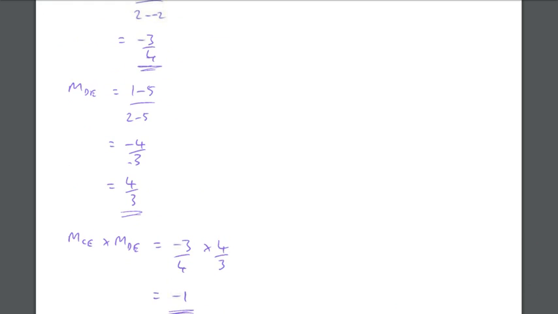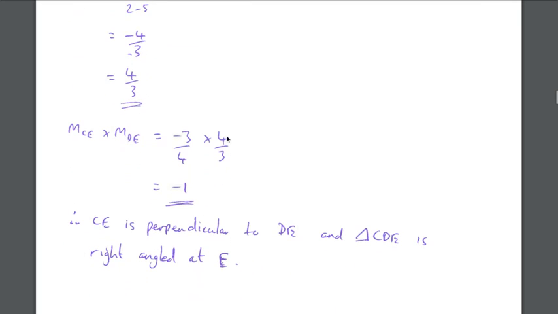And then I've got the two gradients. If the lines are perpendicular, then the product of those two gradients will be -1. So let's multiply them together, either cancelling or just numerator times numerator, denominator times denominator. -12/12 is indeed -1.